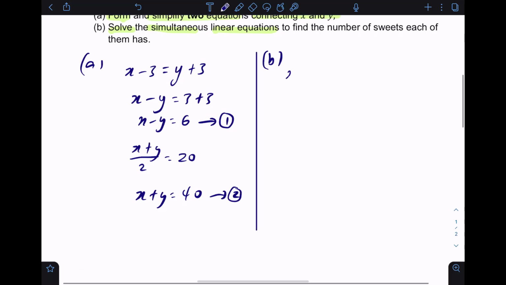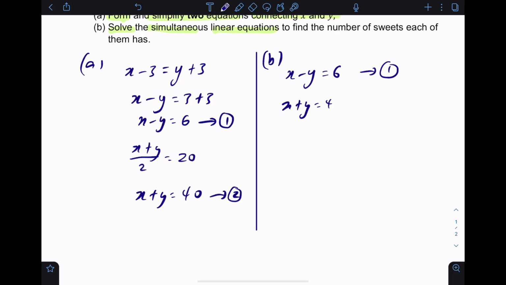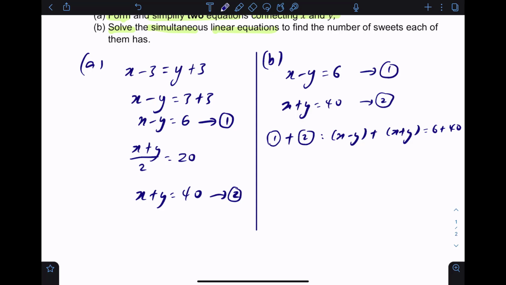Now, for part B, let's rewrite those equations. So, X minus Y equals 6. First equation is there. X plus Y equals 40. This is the second equation. And we can very clearly see that negative Y and plus Y is there. We can eliminate Y immediately. Equation 1 plus equation 2: X minus Y plus X plus Y, and that will be 6 plus 40. So negative Y plus Y is gone. 2X is equal to 46.